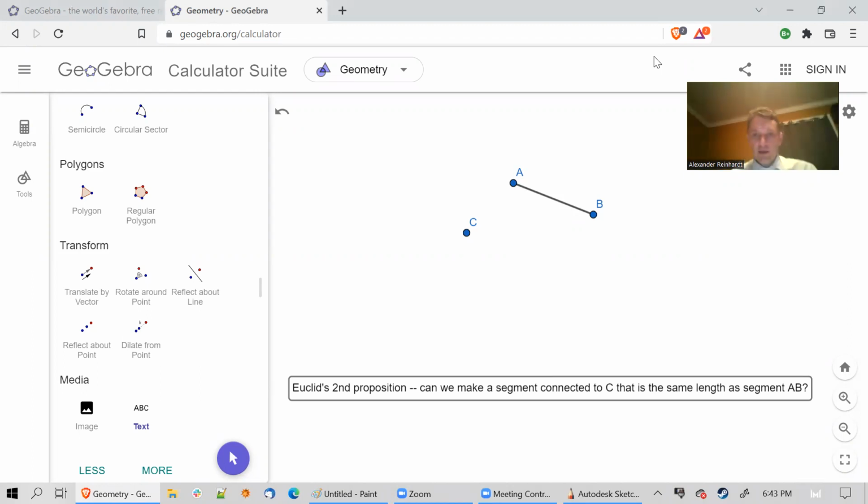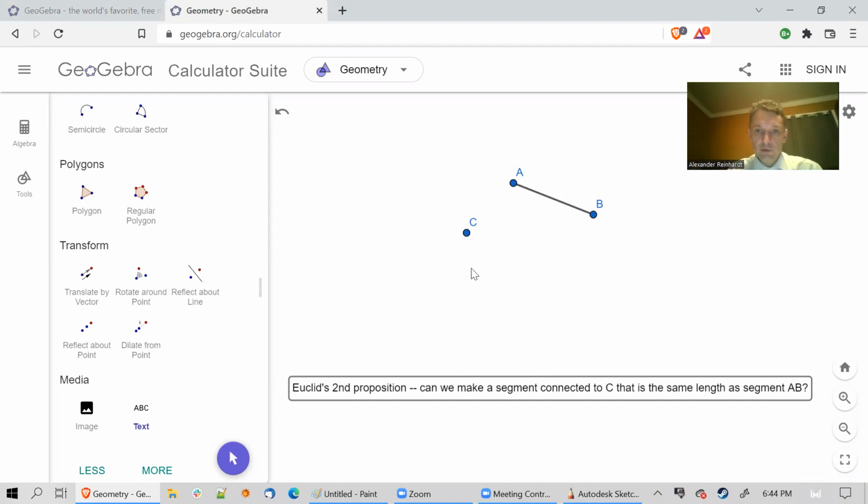So Euclid's second proposition is about the following situation. We have a segment AB and another point C. And the challenge is, can we make another segment off of C that connects to some other point that is the exact same length as AB? And more so than that, can we prove with only the things we've learned so far in class that it is the same length as AB? So we can't measure it. We have to use circles and triangles and things like that to prove that we can do this.